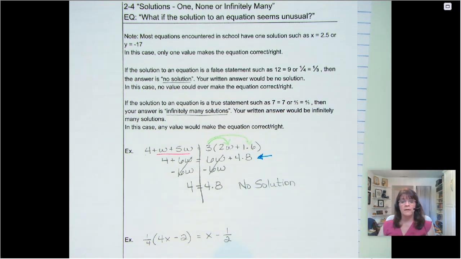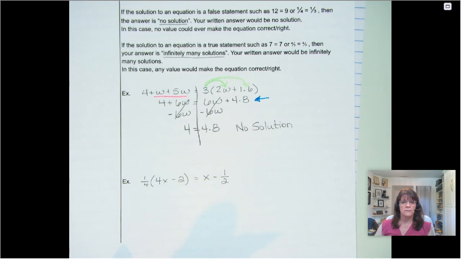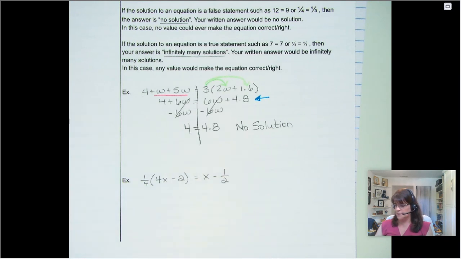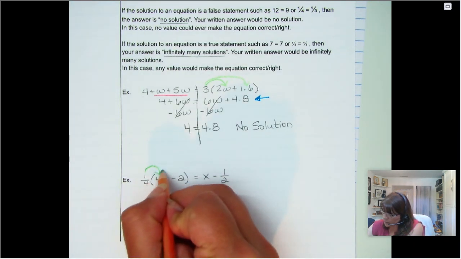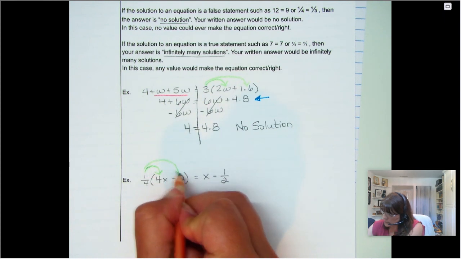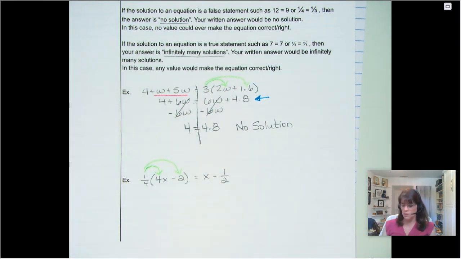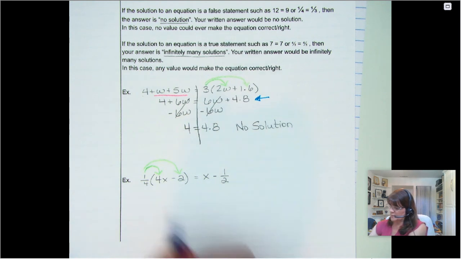Hopefully that helps when you come across this really kind of awkward answer. Now, what about this next one? Again, it looks like I need to clean up at least one side of the equation. So I need to use distributive property to clean up this left side.